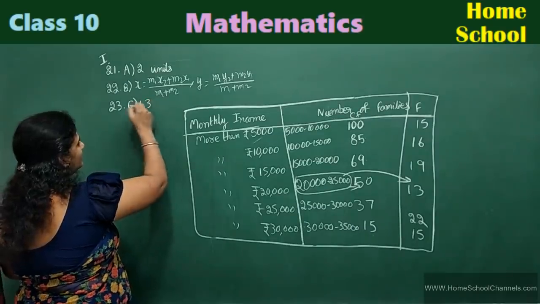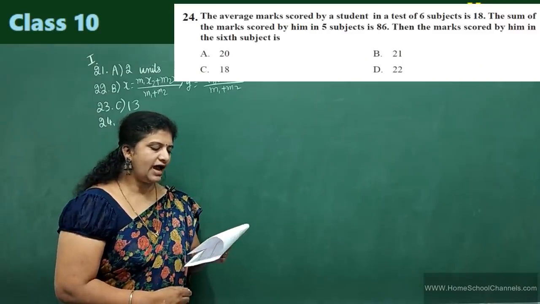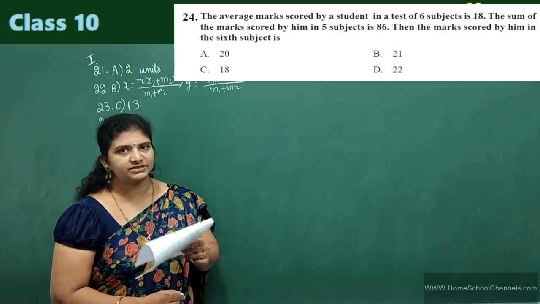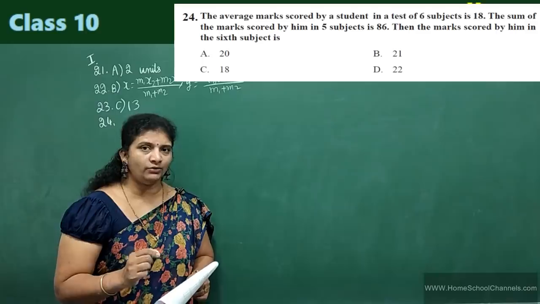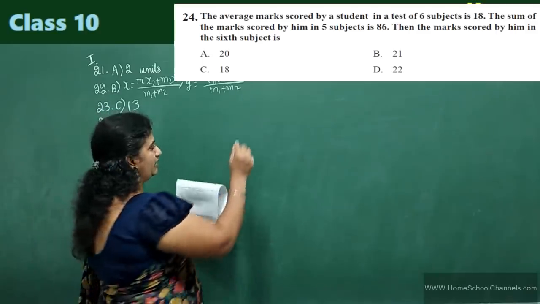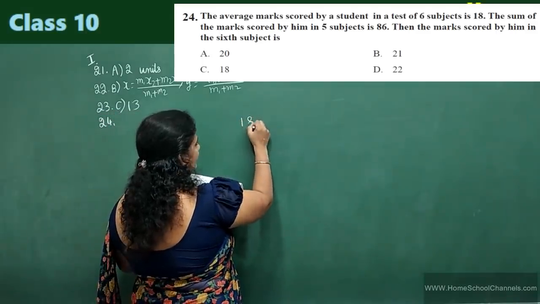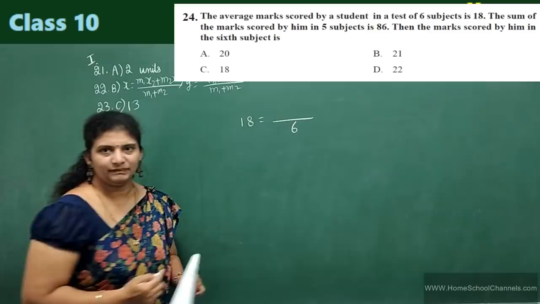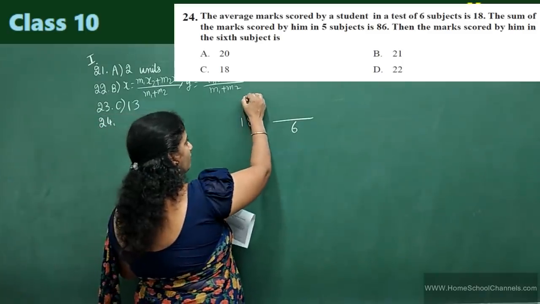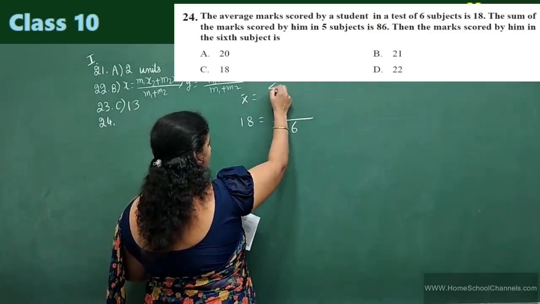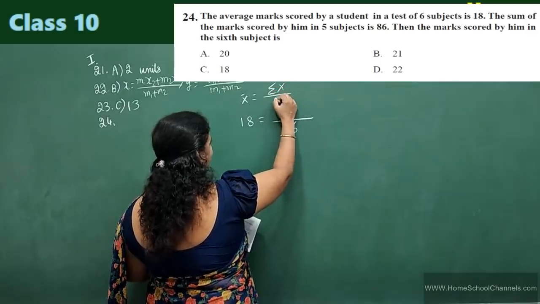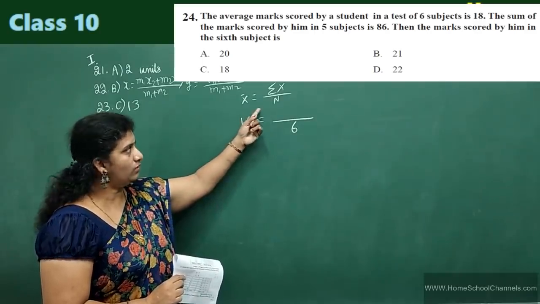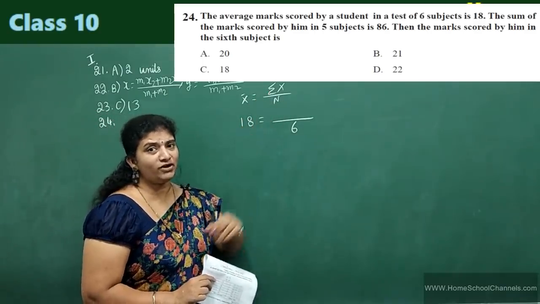Option C, 13. 24th one, the average marks scored by a student in a test of 6 subjects is 18. We are talking here about average. Average means mean. Mean value is how much? 18. Average of how many subjects? 6 subjects. Okay, I remember a formula. Mean x bar is equal to summation x by n. Okay, average x bar or mean is equal to sum of the scores by number of the scores.